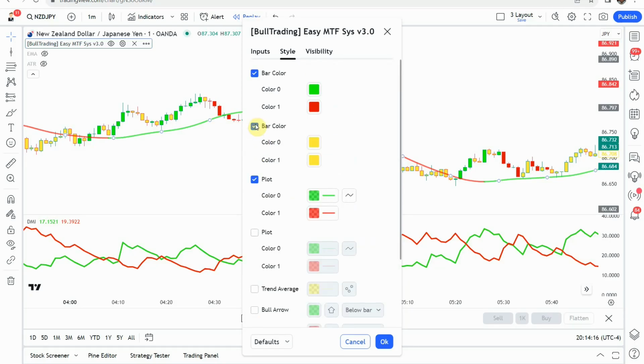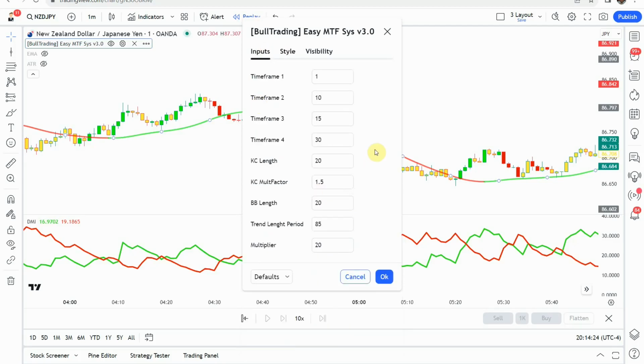And then you're going to change the bar color here, the middle bar color here, both of those to yellow. Then under the inputs, you're going to leave everything the same except for this one right here. You're going to change it to 85. I believe all the rest of these are default if I remember right.